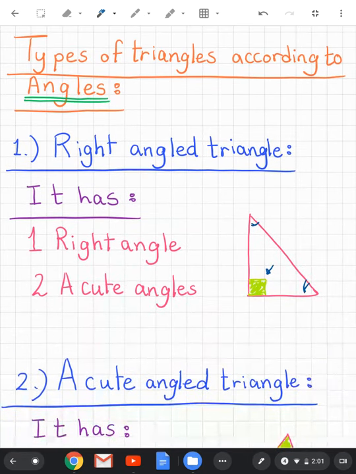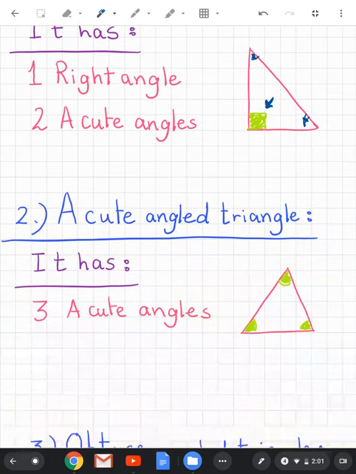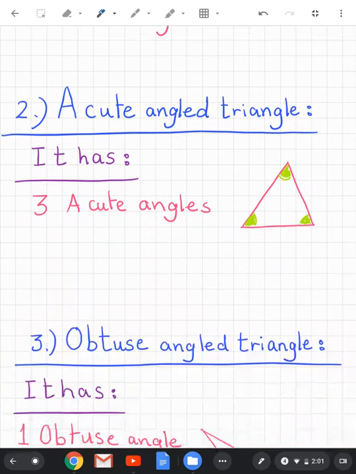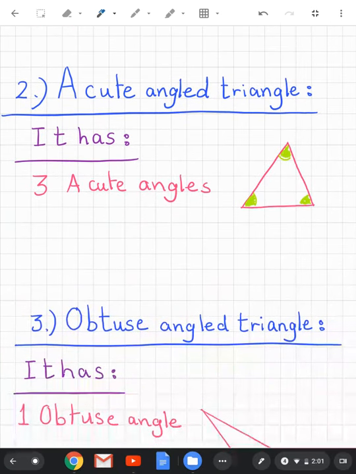The first is the right angled triangle. This triangle has 1 right angle and 2 acute angles. This is the first type of triangles according to angles. The second type of triangles is the acute angled triangle. This triangle has 3 acute angles. It means that all its angles are acute.